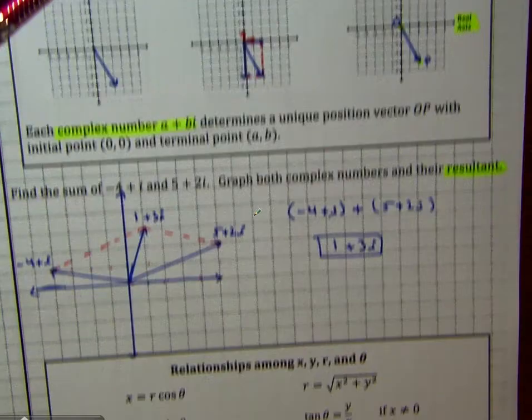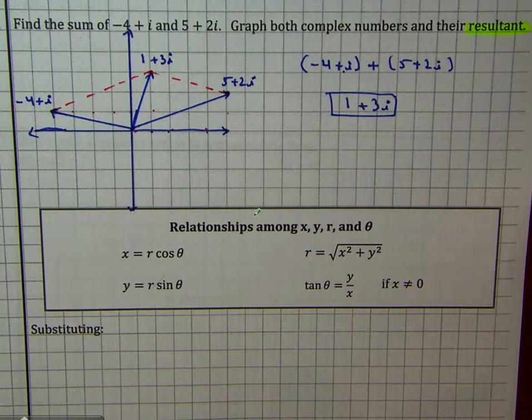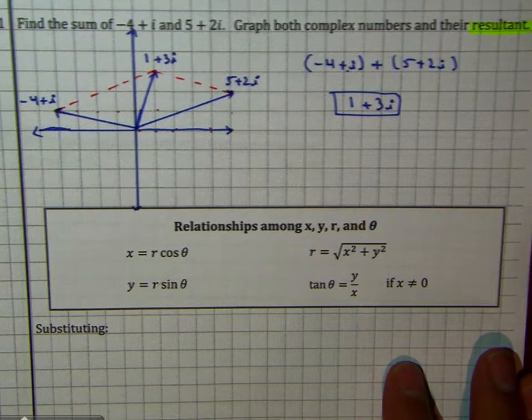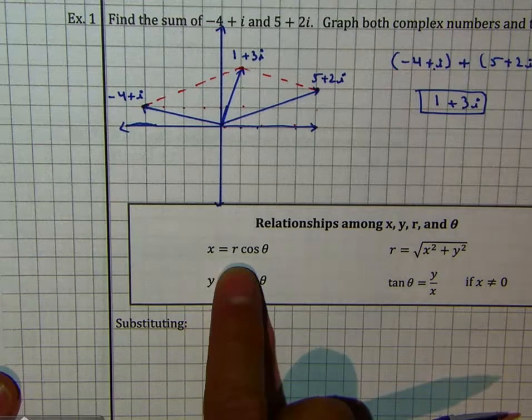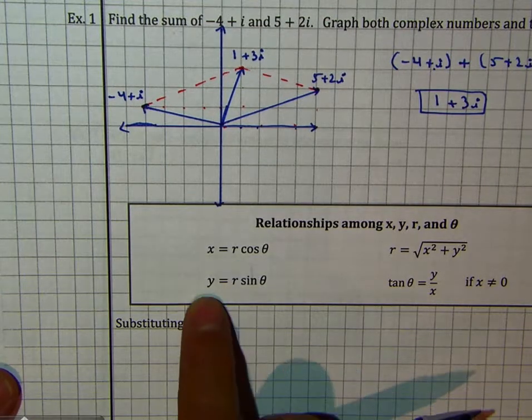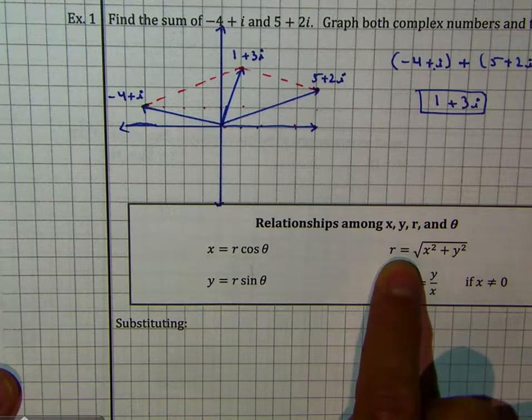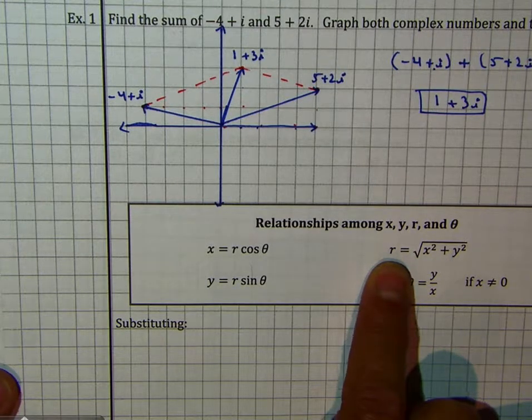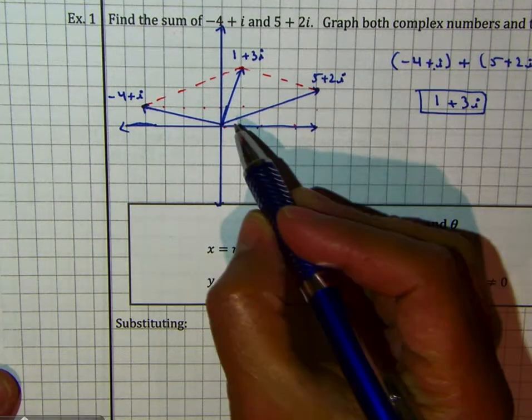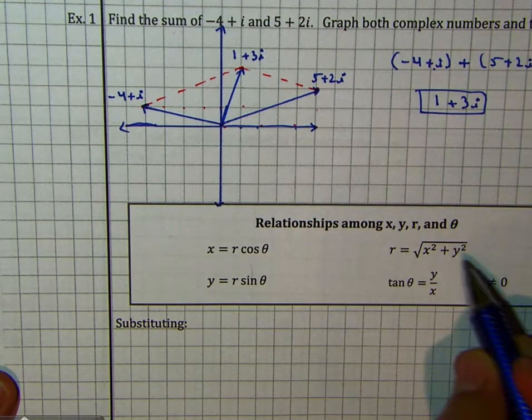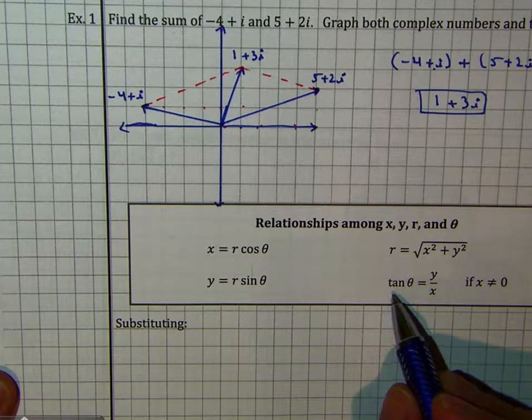Notice that the following formulas look very similar. Relationships among x, y, r, and theta. So x is r cosine theta, and that's from the last section. y is equal to r sine theta. r, your resultant, is equal to the square root of x squared plus y squared. Remember, r is basically just the length of the vector. What is the length from here to here? And it comes from the Pythagorean theorem. And your tangent is y over x.